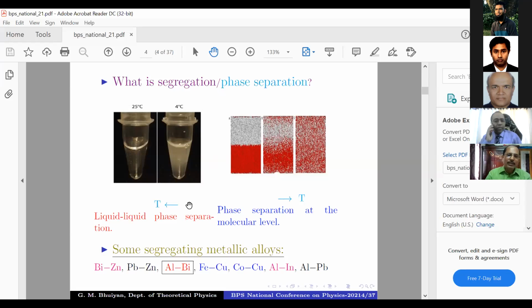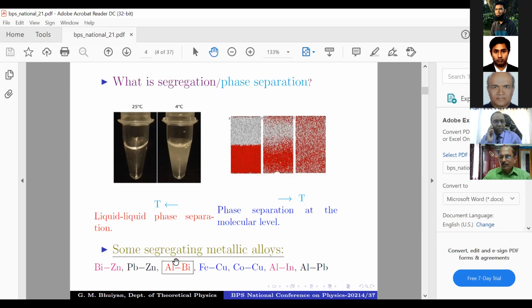Some of them are mentioned below. You see bismuth-zinc, lead-zinc, and so on. The alloy with zinc is my sample for presentation, and most of my talk I will give on this alloy and later generalize.